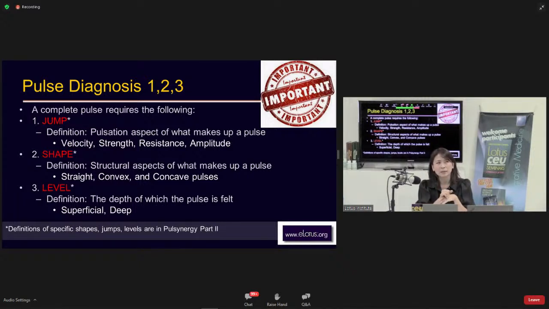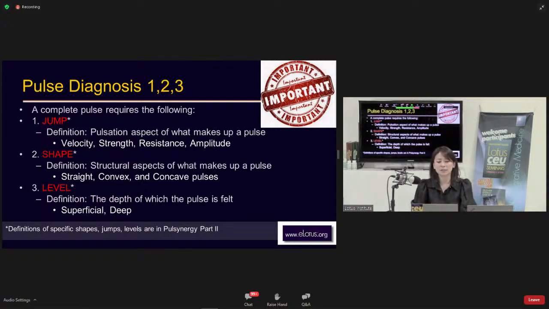That is descriptive. You might not feel that in the clinic, but he specifically talks about this concave pulse more in the left guan than any other position. So if you feel a weak pulse in the left guan, you can pretty much go towards a concave pulse and come to the conclusion of concave pulse. Okay, so this is what makes up a pulse: the strength, the shape, and also the level.